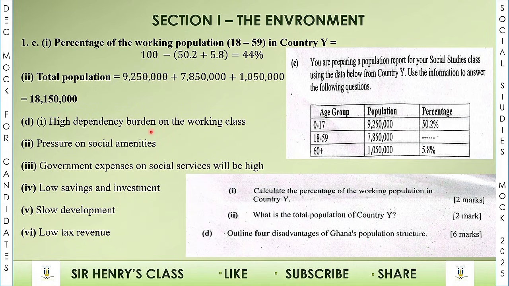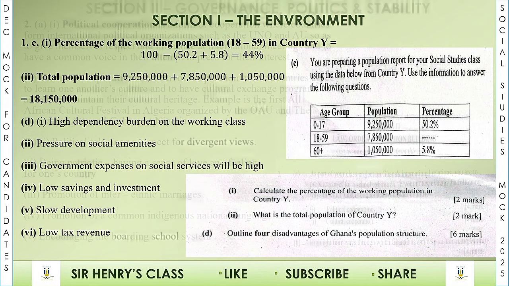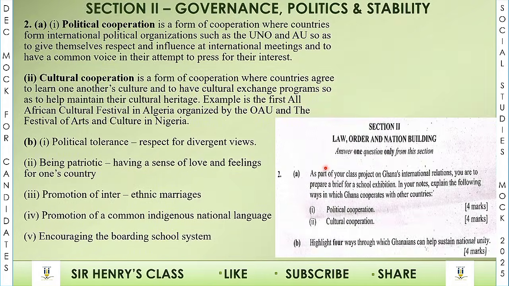D. Outline 4 disadvantages of Ghana's population structure. So there is a high dependency burden on the working class. This happens when the children 0 to 17 and the aged are more than those that are working. There will be pressure on social amenities. Government expenses on social services will be high. There will be low savings and investment, slow development, and low tax revenue.